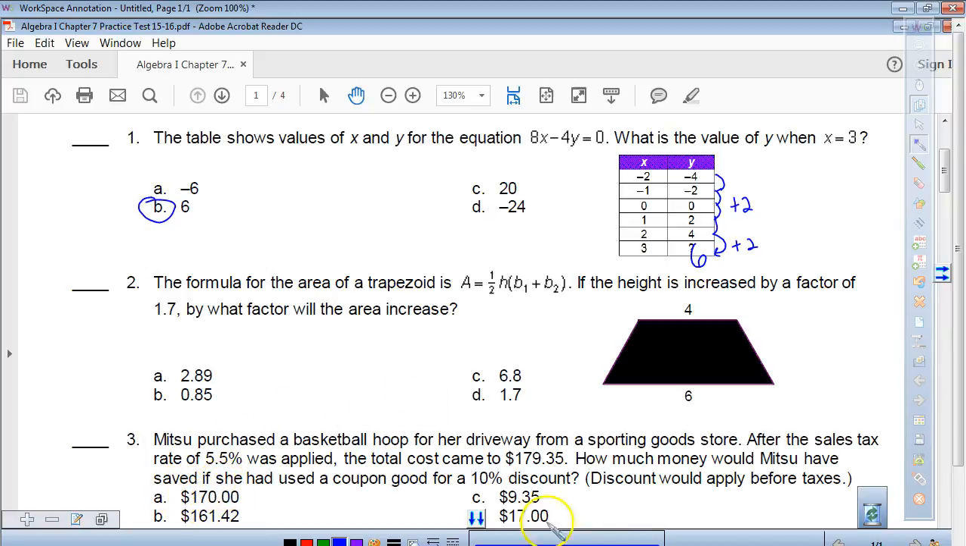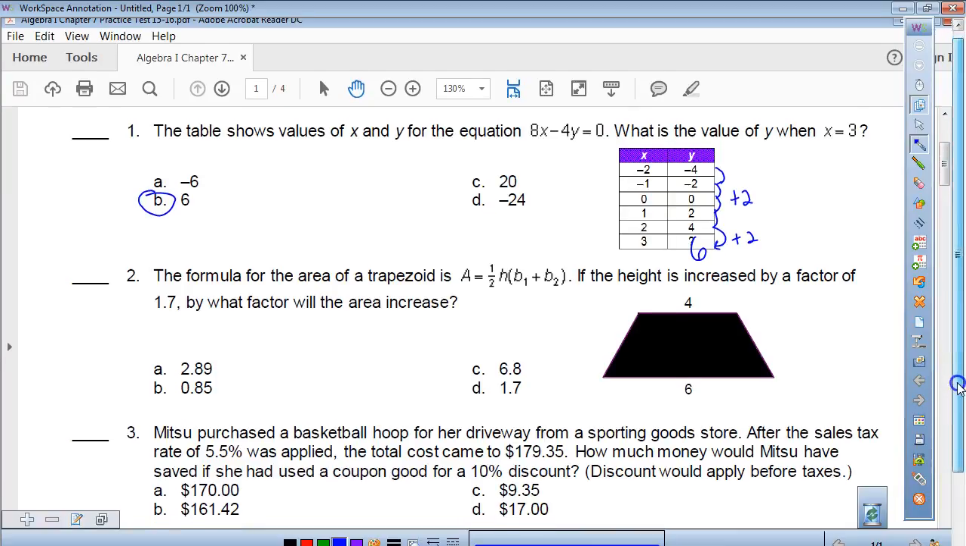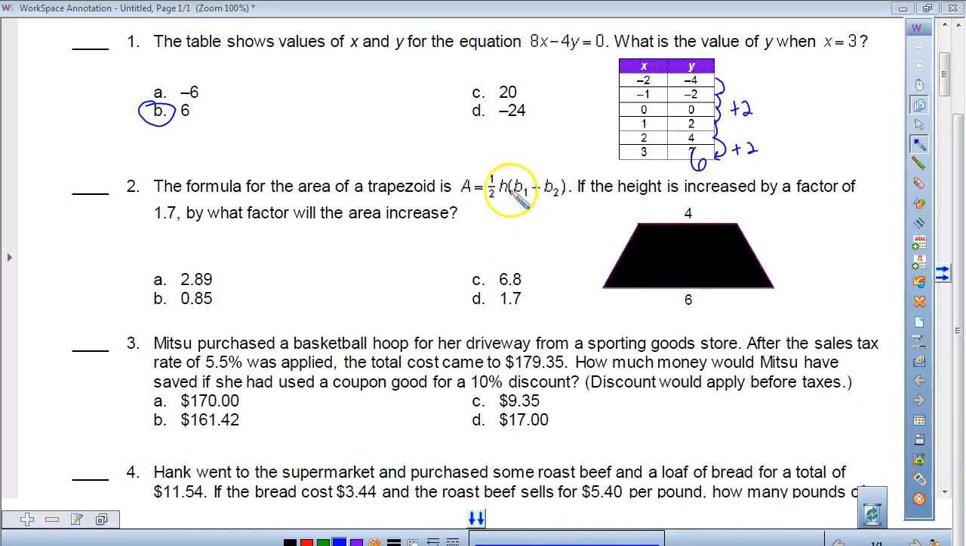Number 2 says the formula for the area of a trapezoid is area equals 1/2 times the height times the sum of the two bases, and that would be your parallel sides in your trapezoid. If the height is increased by a factor of 1.7, by what factor will the area increase? So we're trying to see what effect this increase in height will have on the area. And what we can do is instead of using h, we could plug in 1.7h and just see how that changes. And all that's going to do here is multiply our original answer by 1.7 as well. The answer here is D.